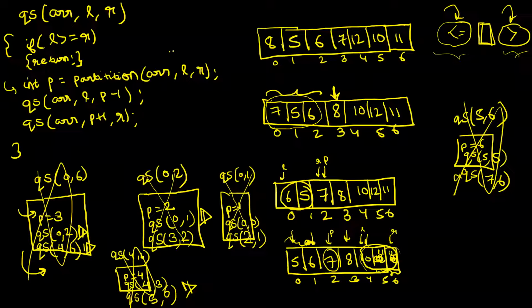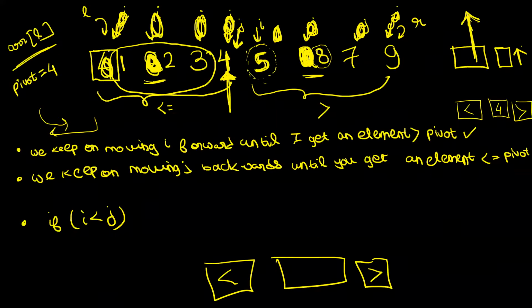Okay. And we also saw the basic idea of this partition function yesterday, okay? We had two pointers, i and j. i moved forward, j moved backward, right? So what was the basic idea? i moves forward until it gets an element that is greater than pivot. And then j moves backward until it gets an element less than or equal to pivot. And after that, you check if i is less than j, that means an element greater than pivot is occurring before an element that is less than or equal to pivot. So you will just do a swapping. Okay. And if i and j cross each other, right?